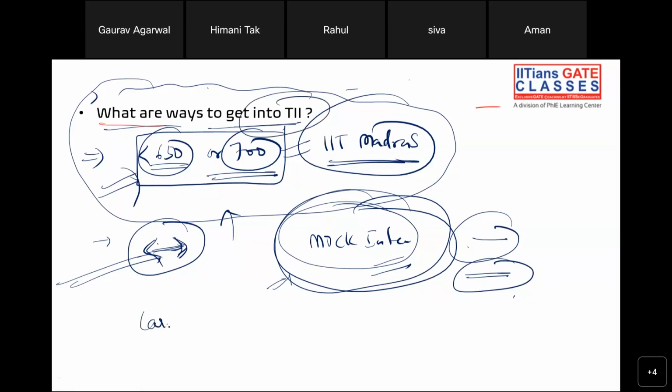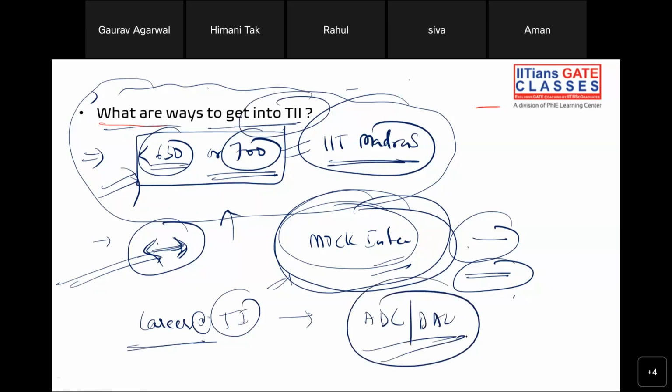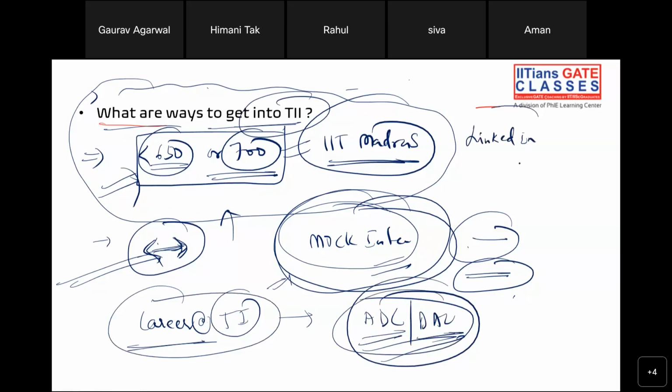If somebody directly wants to apply from a Tier 2 or Tier 3 college, they can visit Careers TI and apply there. They might get some call if their resume is good, because after all you will be working on analog, designing ADC, DAC, all these things for industrial application purposes, using op amps, right? So you can apply directly, and you can also look for LinkedIn profiles where you can ask for a recommendation.